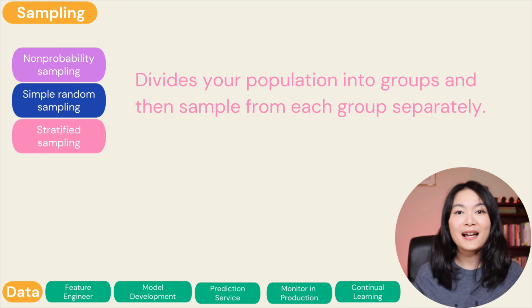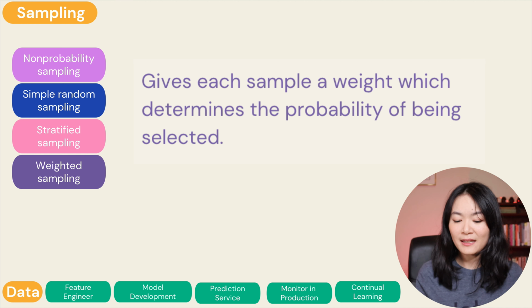Stratified sampling divides your population into groups and then samples from each group separately. However, it is not always possible to divide samples into groups, and it's challenging when one sample belongs to multiple groups. Weighted sampling gives each sample a weight, which determines the probability of being selected.